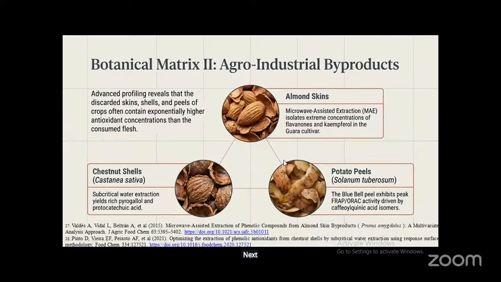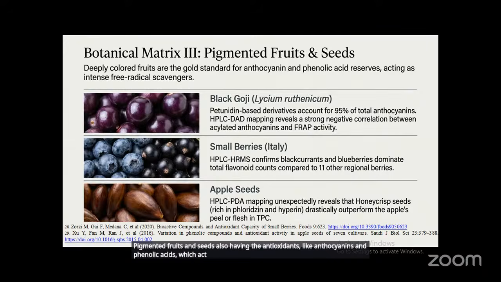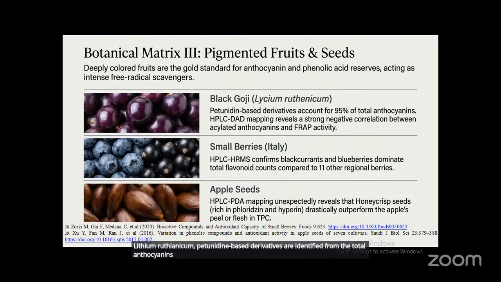Next one, the pigmented fruits and seeds also have antioxidants like anthocyanins and phenolic acids, which act as intense free radical scavengers. The best example is the black goji, the scientific name Lycium ruthenicum. Petunidin-based derivatives are identified from the total anthocyanins. The instrument applied is HPLC. It reveals a strong negative correlation between the acylated anthocyanins and FRAP activity.